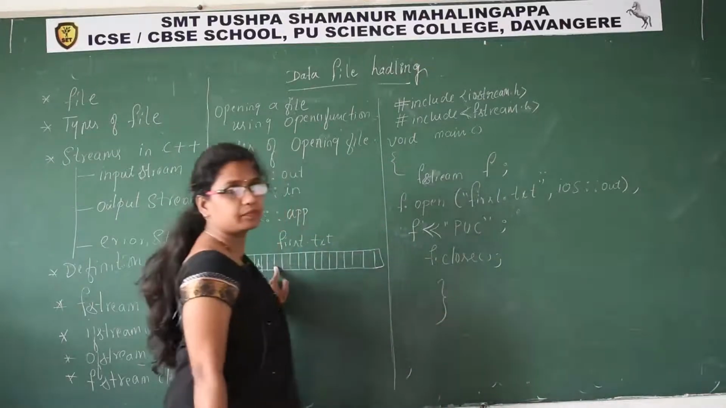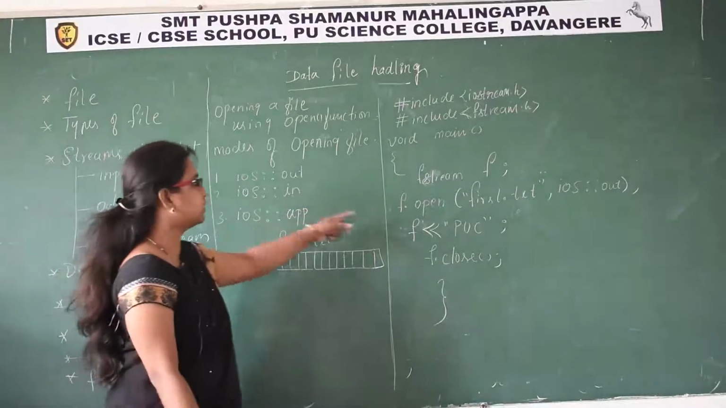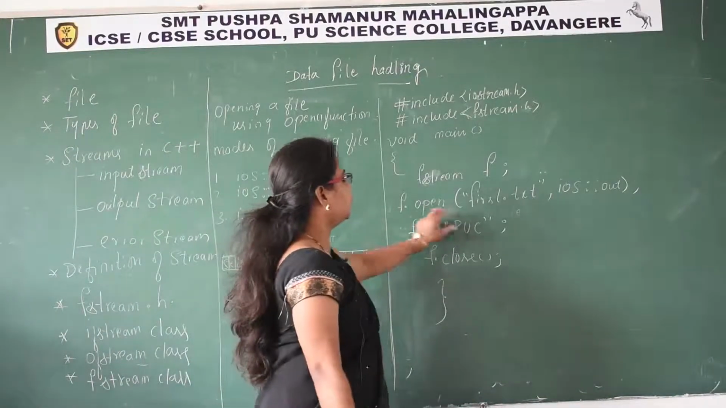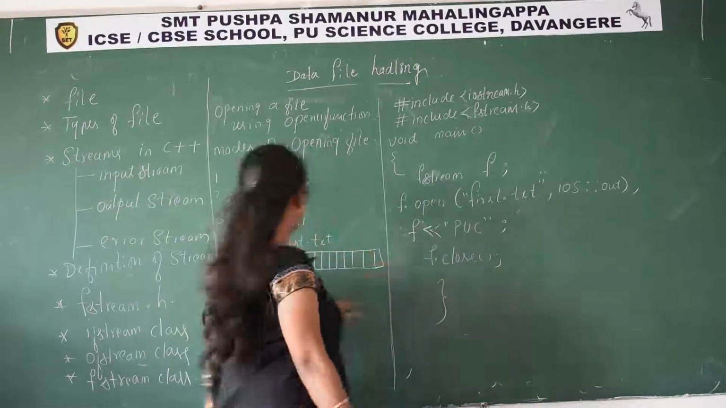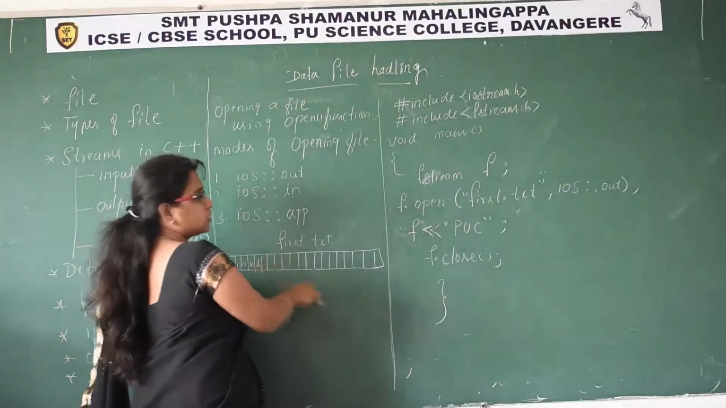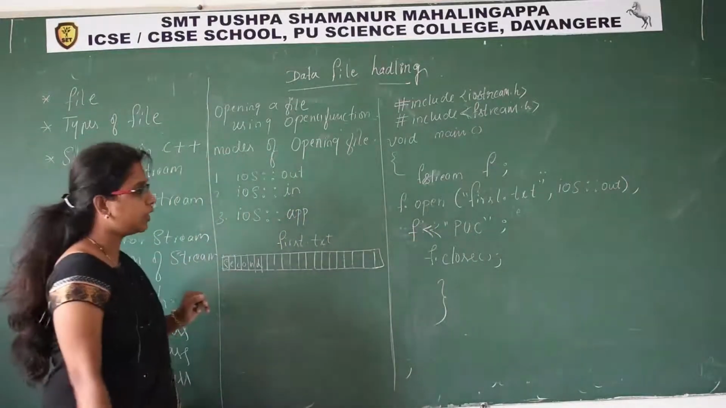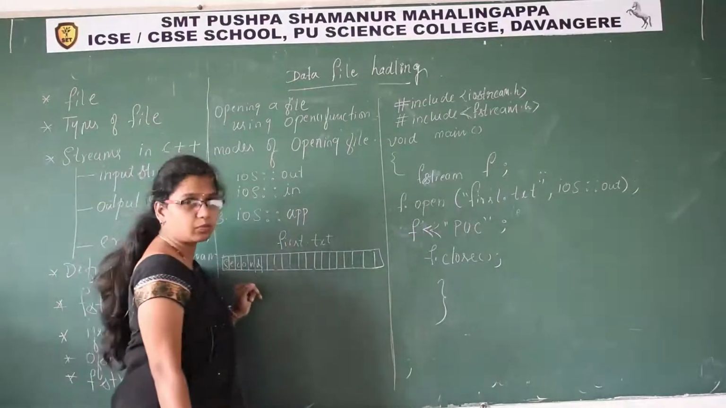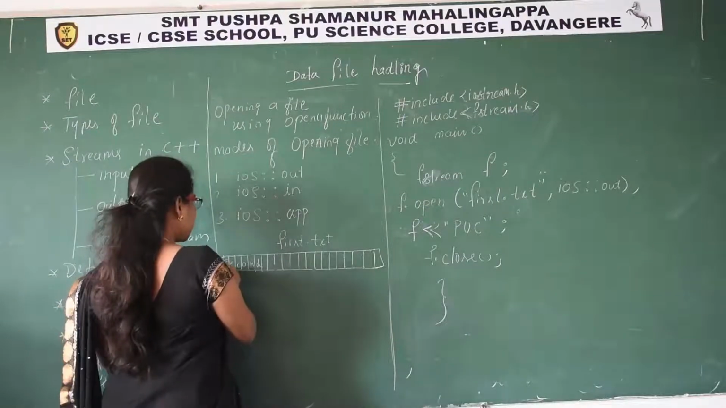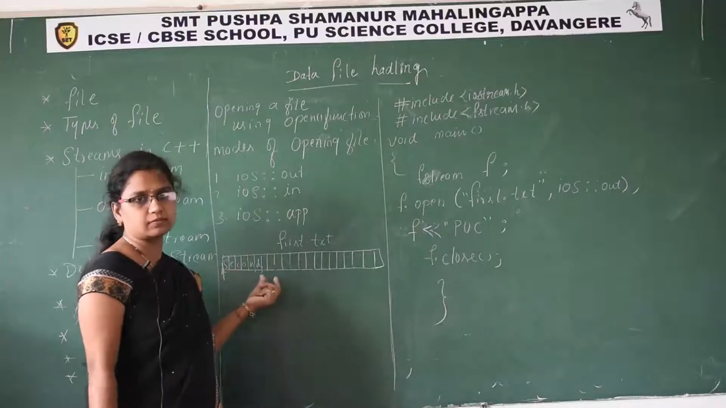Function close. So with what intention had I written this code? I want to add this content PUC here. I want to write this PUC into this file. So I have used this mode, ios::out. What happens when you open a file in write mode? The cursor is blinking at the beginning of the file, though it contains the content already.